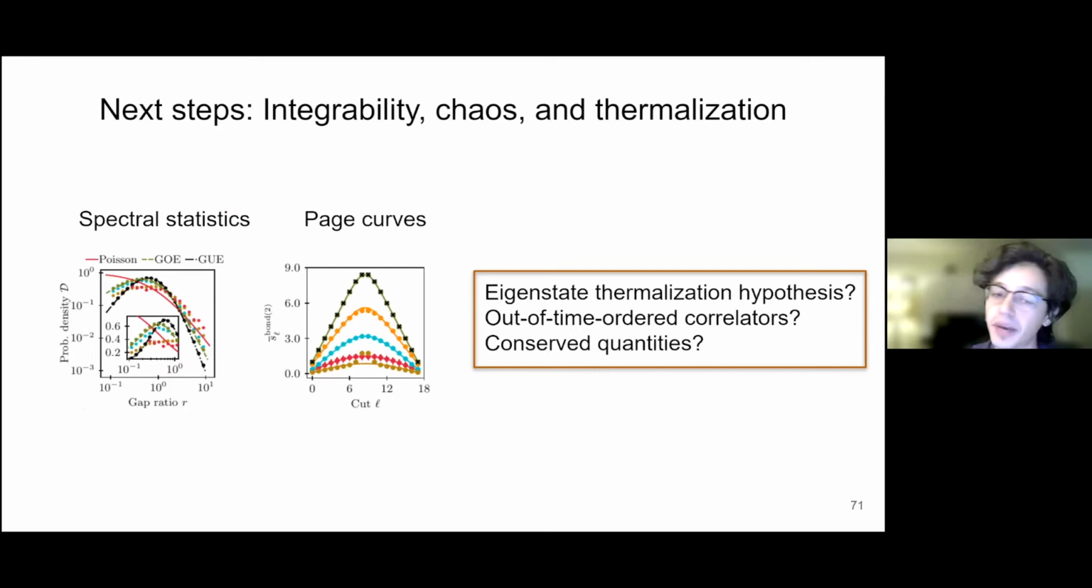of the possible bipartitionings of the lattice, and lots of other interesting measures to try to get a better handle on what's happening in the context of integrability, chaos, and thermalization, like ETH, the eigenstate thermalization hypothesis, out-of-time-ordered correlators, and possible conserved quantities in this system. So there's a lot of interesting future work to be done here that we look forward to embarking on.